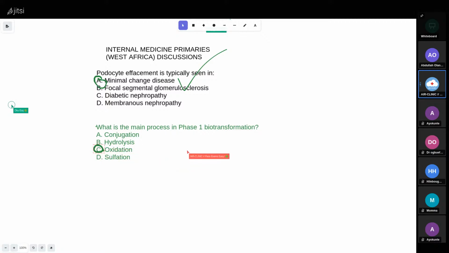If you know about phase one biotransformation, all these hydrolysis reactions are also phase one. And so when you start talking conjugation, that's phase two. When you're adding something extra to it, that's phase two.